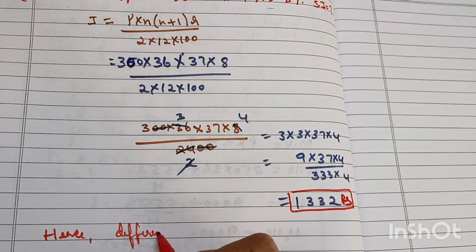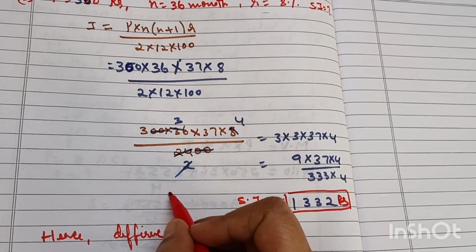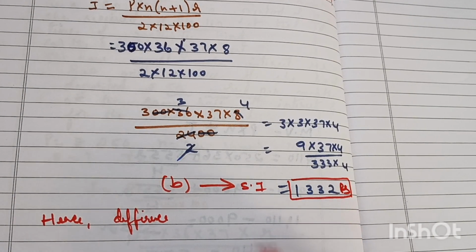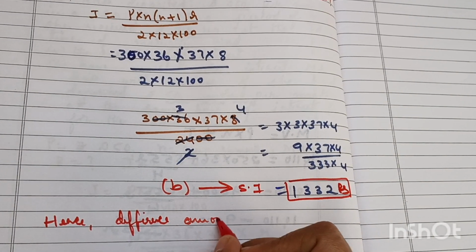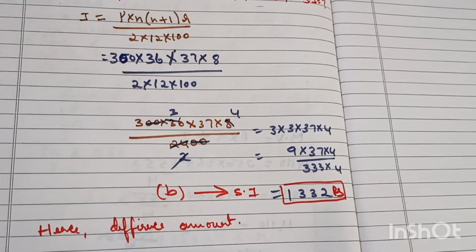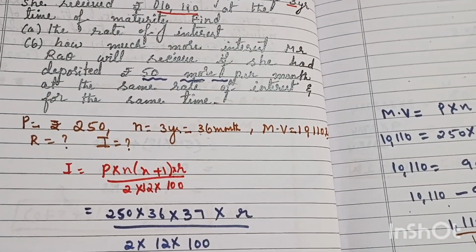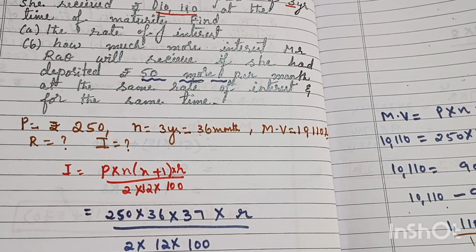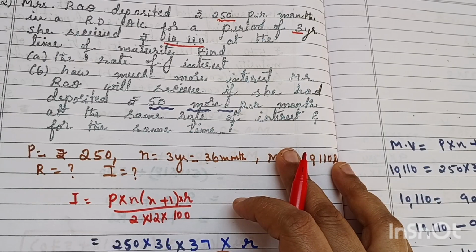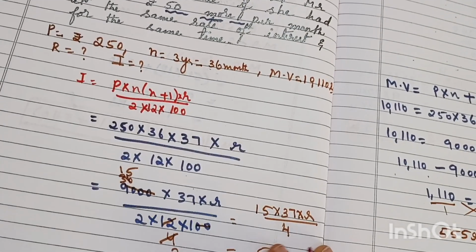So hence we have to find the difference amount. So the simple interest he gets is 1332 rupees. Hence the difference amount is, first one, this is 1332 when 50 rupees are added more, and here we got, as given in the question, the maturity value 10,110.